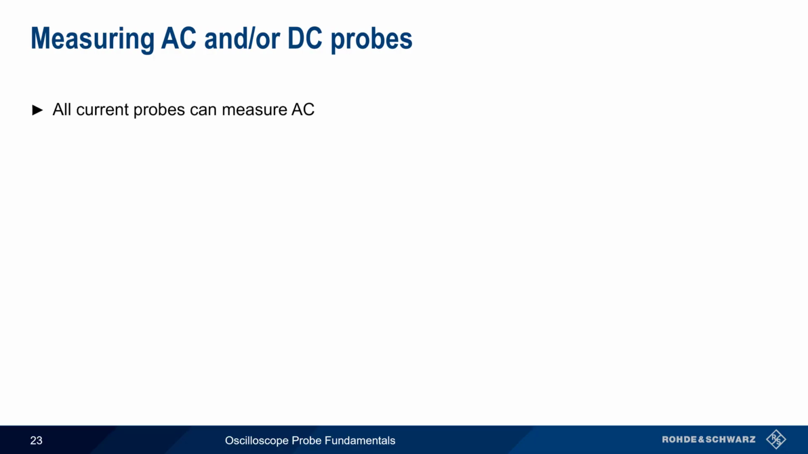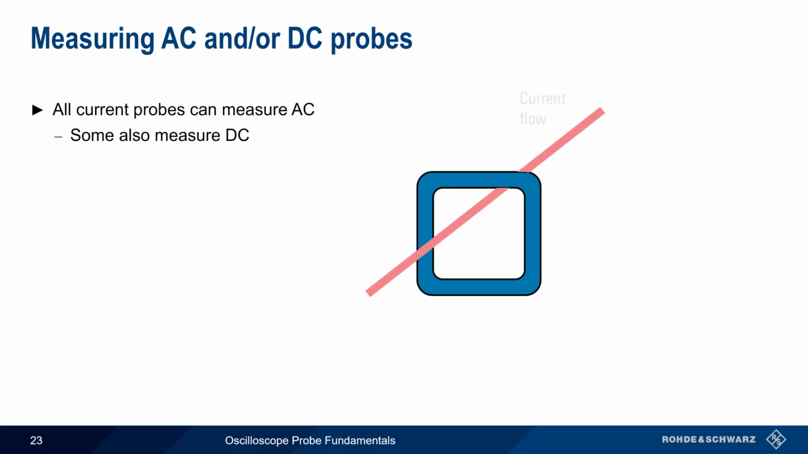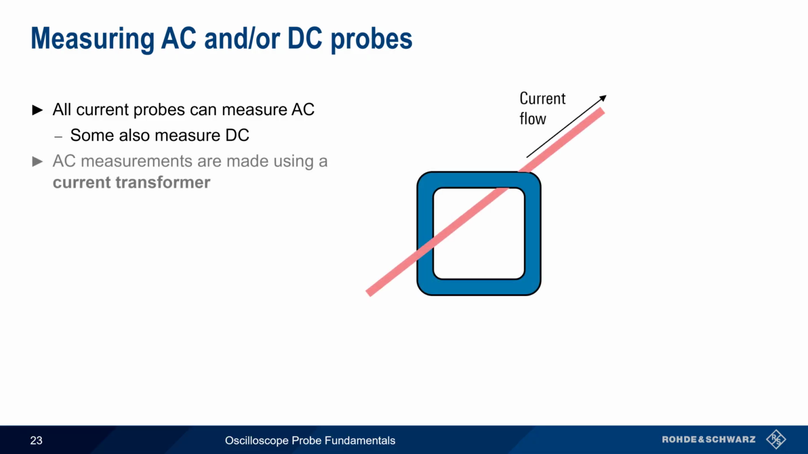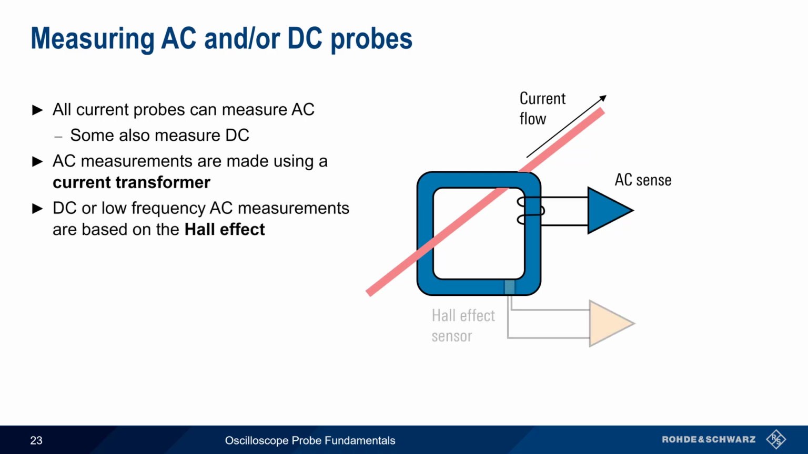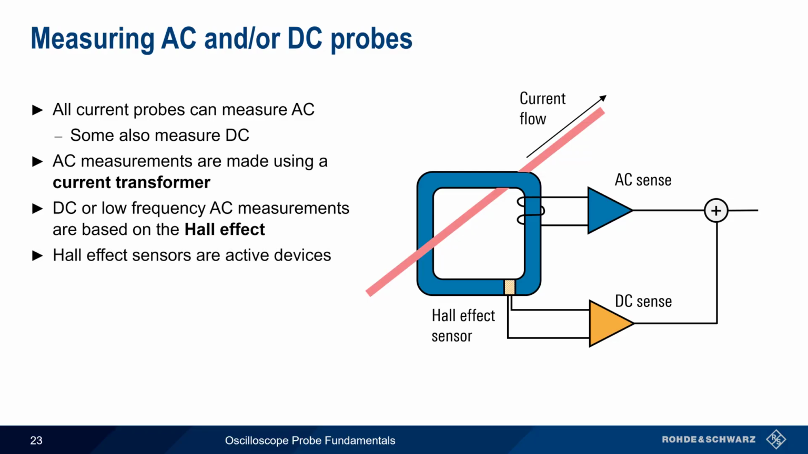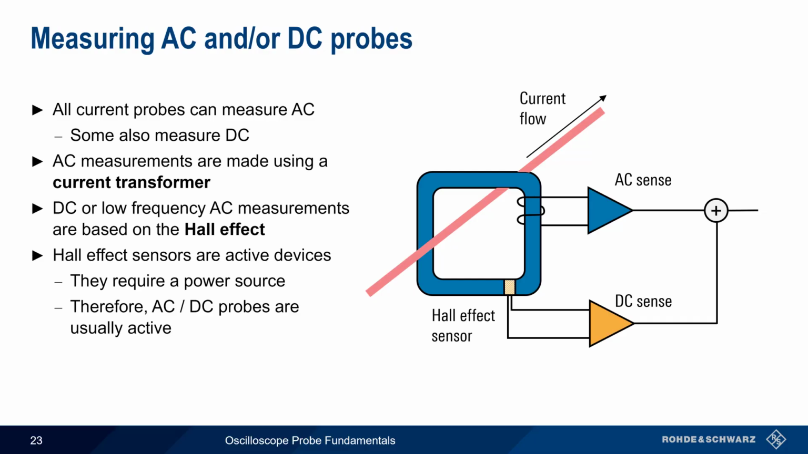All current probes can detect and measure alternating current, but some are also able to measure direct current as well. Different mechanisms are used for each type of measurement. AC measurements are made using a current transformer. On the other hand, DC, or very low-frequency AC measurements, are made using something called a Hall effect sensor. Probes that measure down to DC use a combination of these two methods. Note that Hall effect sensors are active devices, that is, they require a power source, and this is why AC-DC probes are usually active devices.